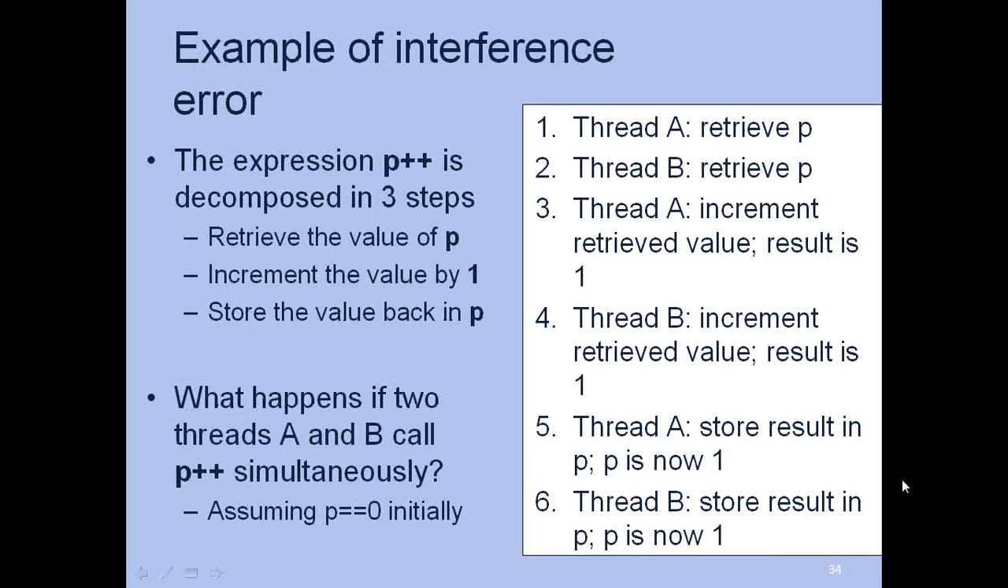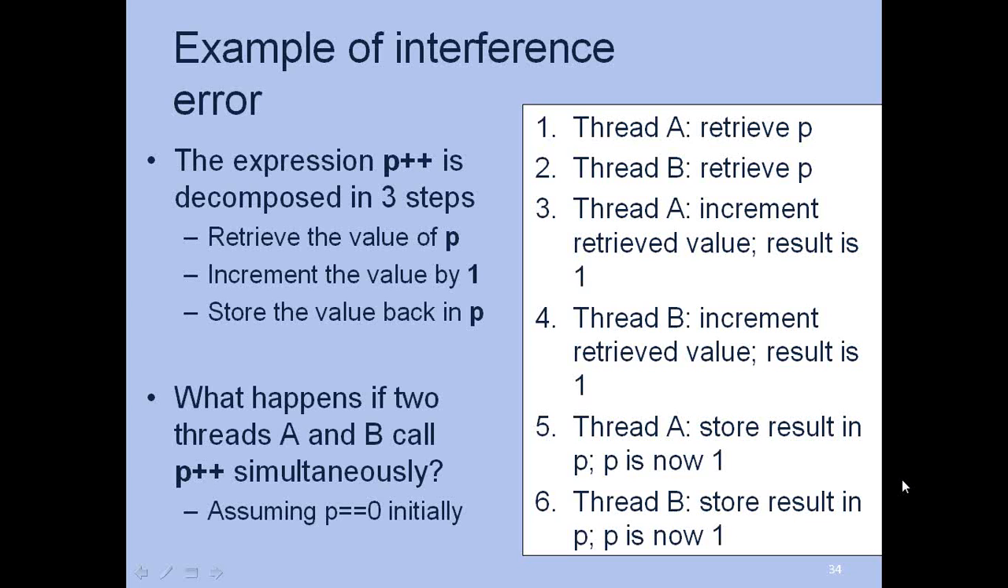So we know we have P++. Let's take this expression decomposed the way it works: retrieve the value of P, increment by 1, and store the value of P. This is what we want. What happens if two threads A and B call this P++ simultaneously, assuming P equals 0 initially? Thread A is trying to retrieve P and thread B is also trying to retrieve P. Thread A increments that P to 1 and thread B also increments to 1. Thread A now stores the value, P is now 1, and thread B is also storing that value, P is now 1.